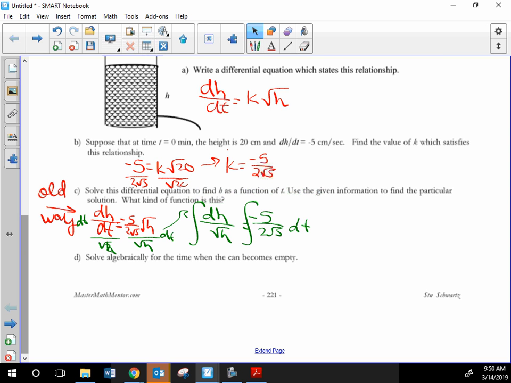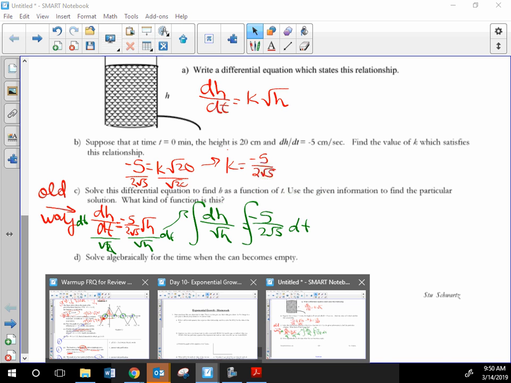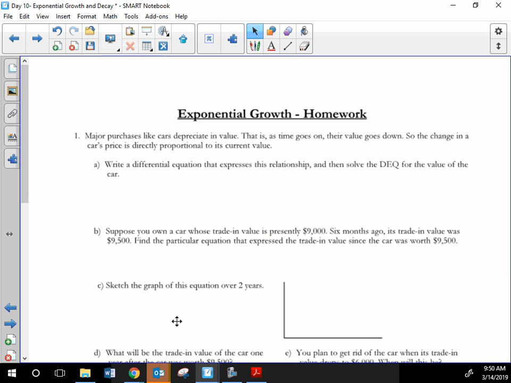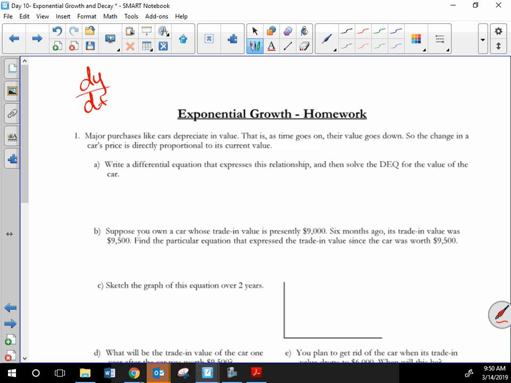All right, so again, in summary, whenever our prompt says that something is directly proportional to itself, so the rate is directly proportional to the quantity itself, that's when we can use our shortcut. And again, our shortcut is dy/dt equals ky, so y equals our initial value times e to the kt.